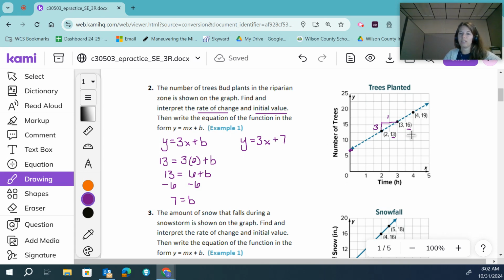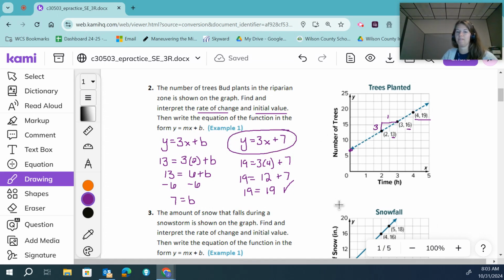And I am going to substitute one other point in just to make sure I did it right. And we should get 19 equals 3 times 4 plus 7. 3 times 4 is 12 plus 7 is 19. So this is true. So this is the equation for my function. Okay, and again, it is a positive slope, so it's positive here.